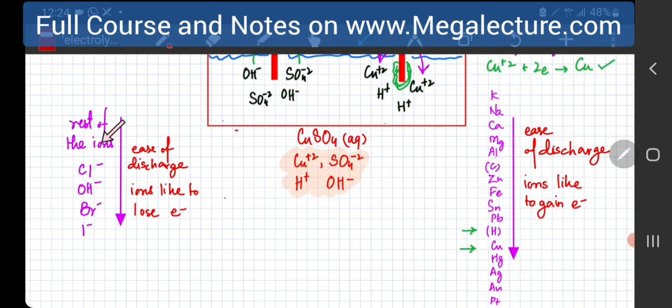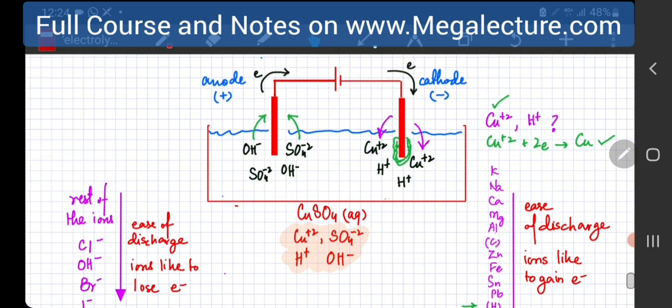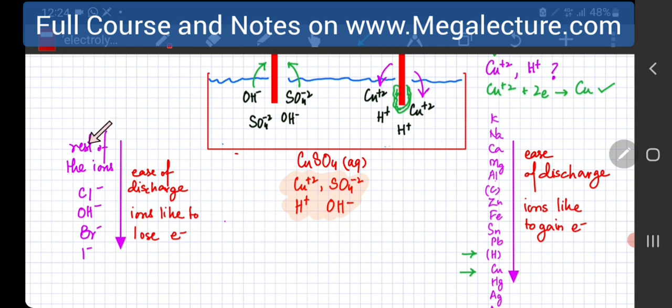Here's my series at the anode, whether it's going to be OH minus 1 or SO4 minus 2, who's going to lose electrons. The rest of the ions, whatever ions you've got, you can put them at the top. You don't have to remember the whole series, just the last few parts: Cl minus 1, OH minus 1, Br minus 1. The lower you are in this series, the more likely you're going to lose electrons. So I minus 1 has the greatest tendency to lose electrons, then Br minus 1, OH minus 1, and then Cl minus 1. Now in our case, at the anode, you've got two ions, OH minus 1 and SO4 minus 2.